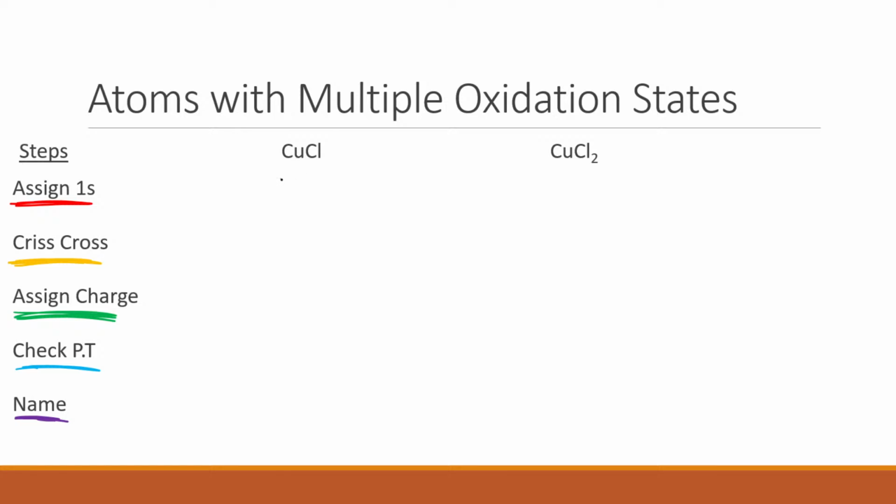And so what we're going to do is assign our 1s. A 1 and a 1. 1 copper, 1 chlorine. And that's the whole first step.